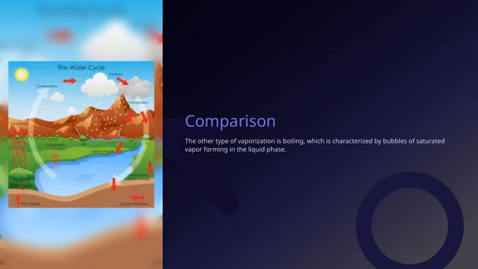It usually occurs at a specific temperature called the boiling point. This process is a key part of understanding how liquids change into gases under different conditions, which ties back to our overall theme of phase changes and energy transfer.